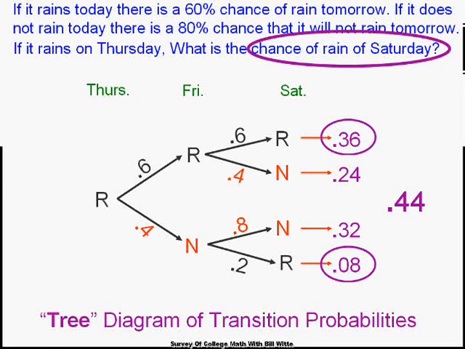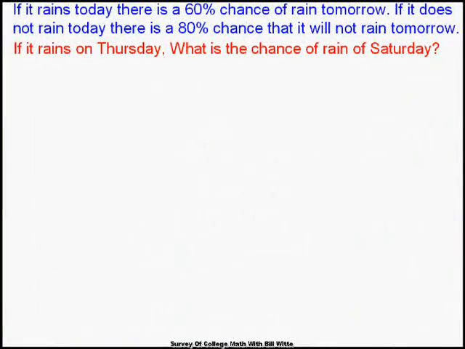That's how I would use a tree diagram to do it. And consider that that's only a 2-day chain, okay? Well, let's look at it with a transition matrix.